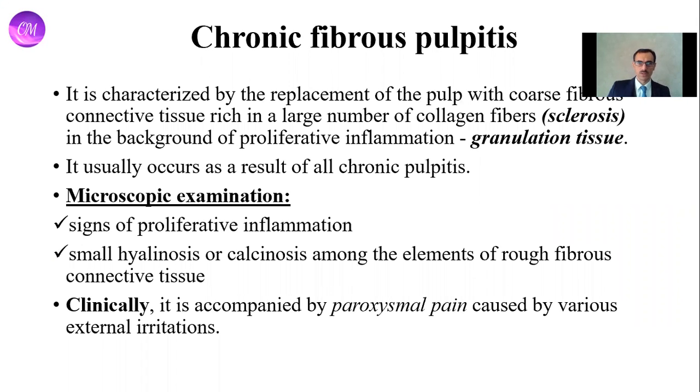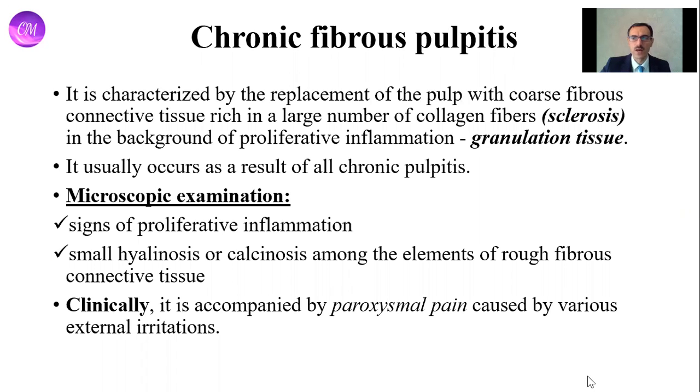Chronic fibrous pulpitis is characterized by the replacement of the pulp with coarse fibrous connective tissue that is rich in a large number of collagen fibers, the formation of sclerosis, against the background of proliferative inflammation and the formation of granulation tissue. It usually occurs as a result of all chronic pulpitis.